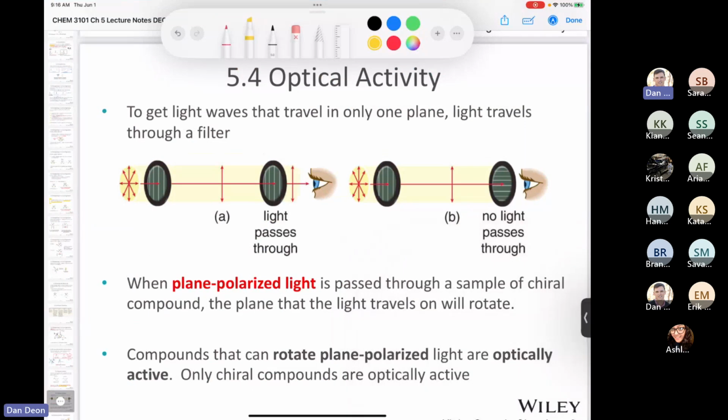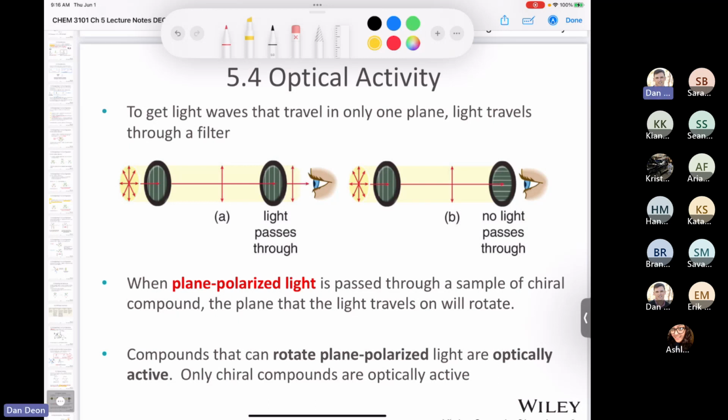All right, let's continue on by discussing optical activity, which is a commonly used way to differentiate between stereoisomers, namely enantiomers. So first, a little bit about light. To get light waves that travel in only one plane, we have to pass them through a polarizing filter.